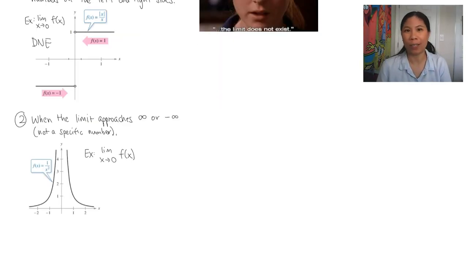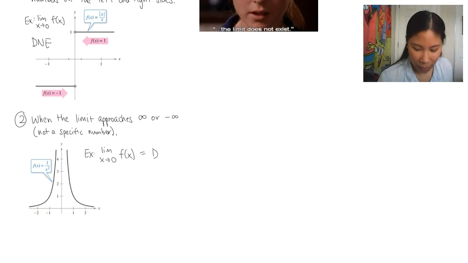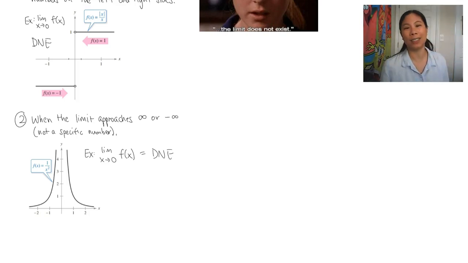Okay, the second rule for when a limit does not exist is when the limit approaches infinity or negative infinity. So basically not a specific number. When we answer what is the limit, it has to be an actual number. So if it's not an actual number like infinity or negative infinity, then it would not exist. Like in this graph here, if we're looking at the limit as x approaches 0, coming towards 0 on both sides, both the graphs keep going up and up and up forever and ever. So because that doesn't approach an actual number, again, this limit here does not exist.